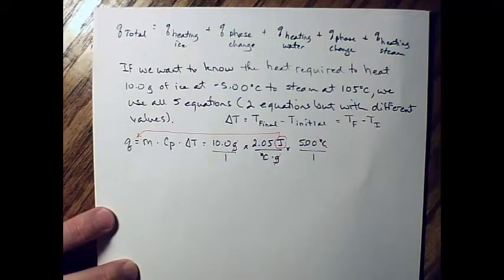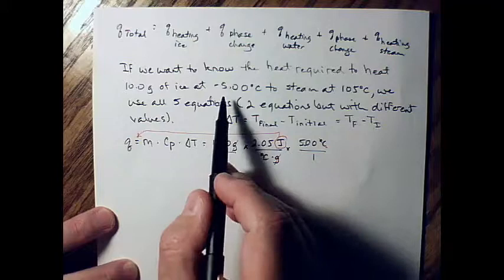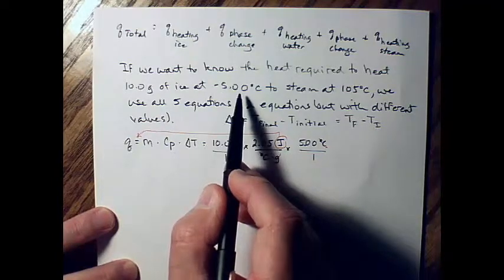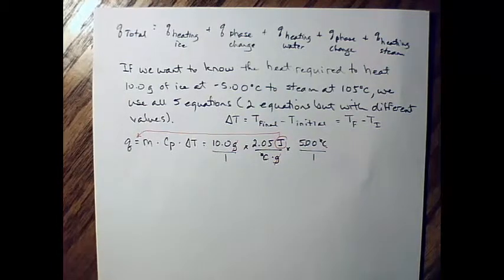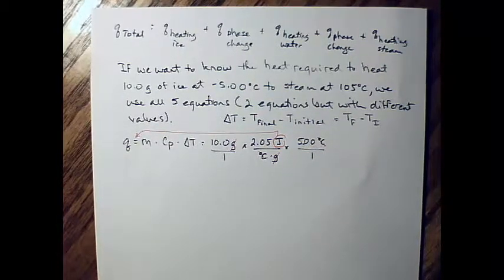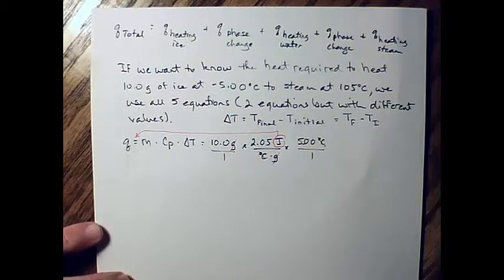That's 5 degrees C, because we're going from negative 5 degrees C to 0 degrees C. You have to know the freezing temperature of water and the boiling temperature of water. And you have to know the freezing temperature is also the melting temperature, and the boiling temperature is also the condensation temperature. Any question?